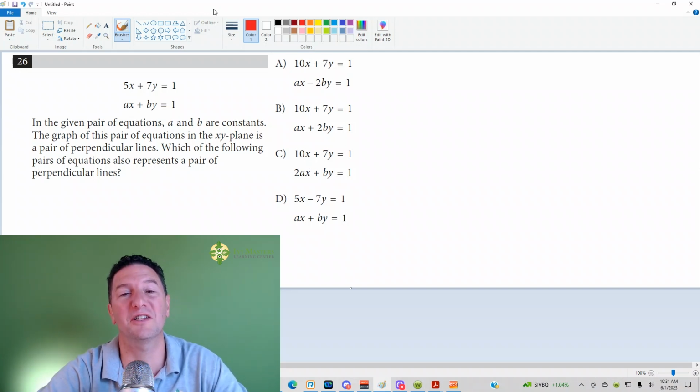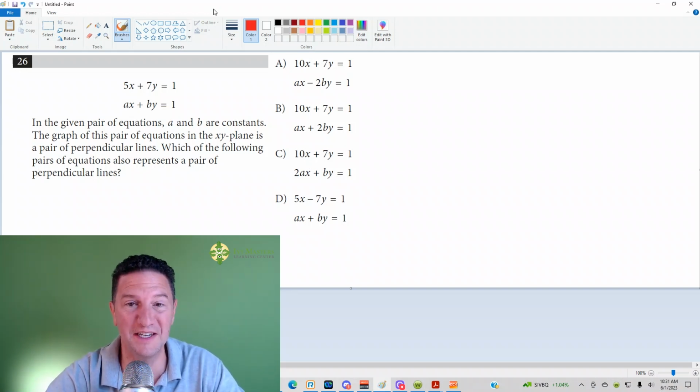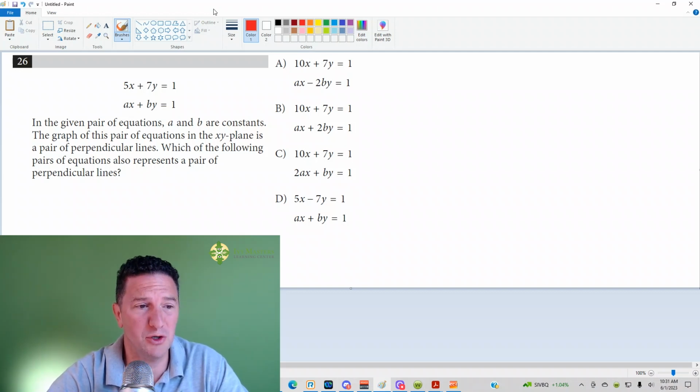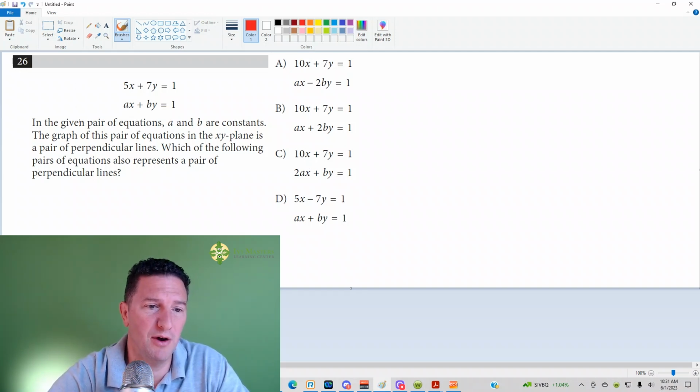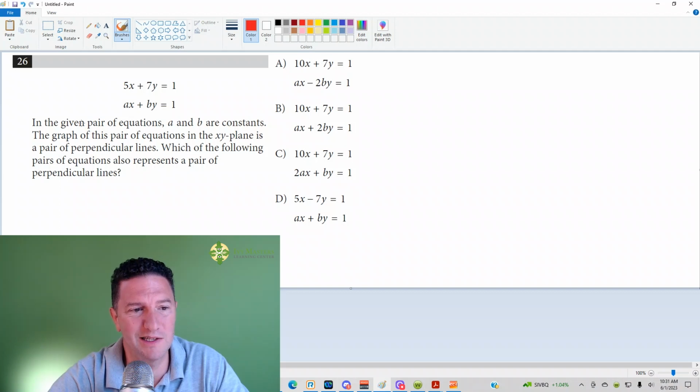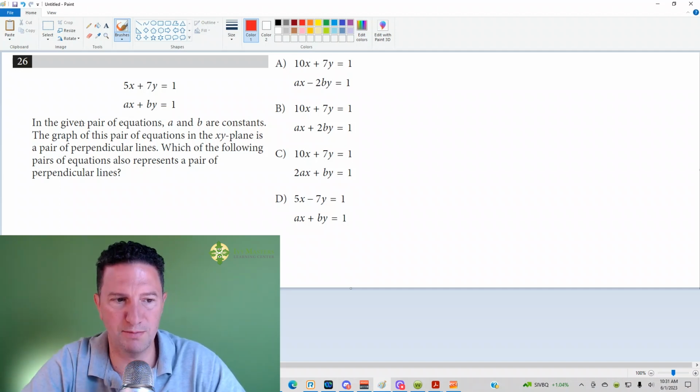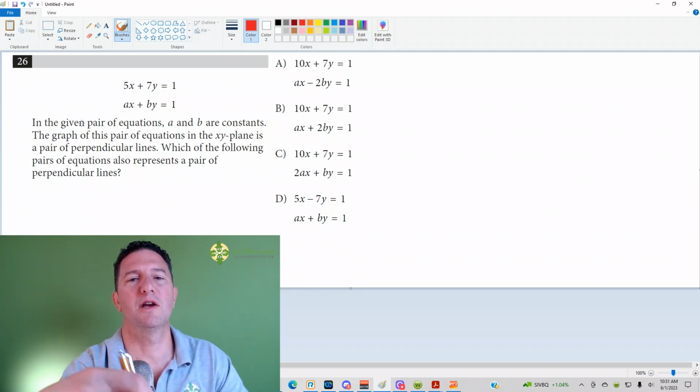And today we're going to look at the 26th question from the Linear Digital SAT. Test 1, Module 2, number 26 reads: in a given pair of equations, A and B are constants. The graph of this pair of equations in the xy plane is a pair of perpendicular lines. Which of the following pairs of equations also represents a pair of perpendicular lines?